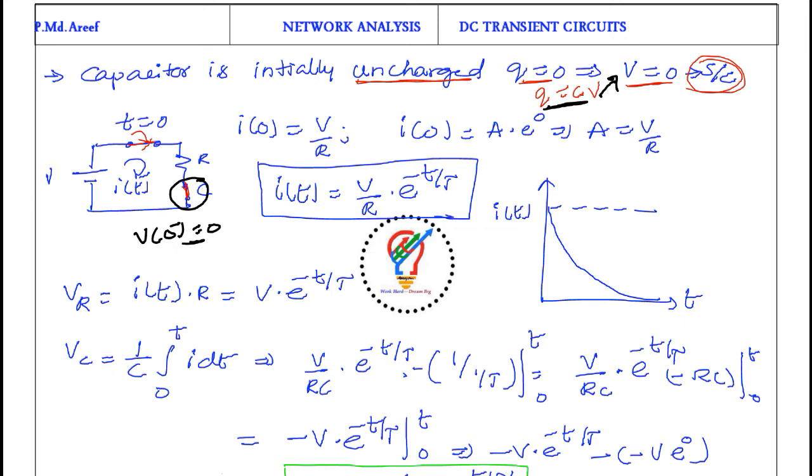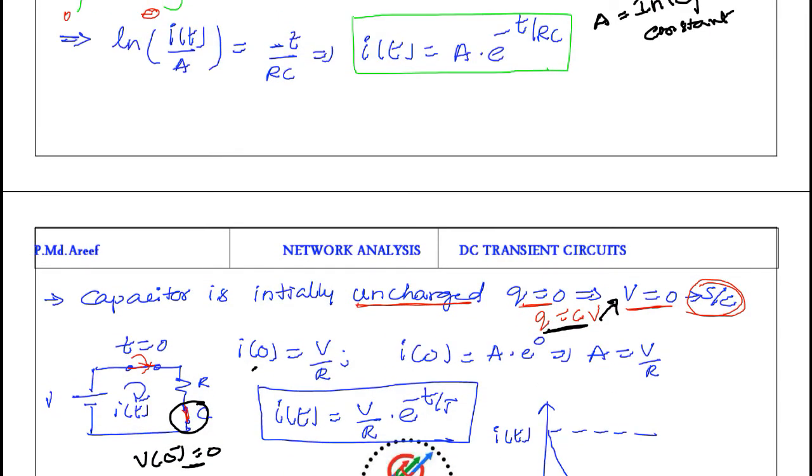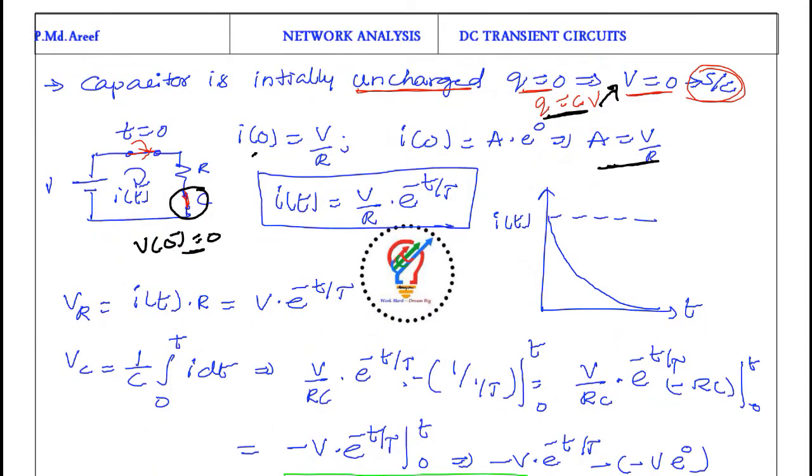So i(0) is nothing but, the voltage source is there, the resistance is there, so i(0) is nothing but V by R. From the previous formula we wrote here, i(0) is equal to A into e power 0, and e power 0 is nothing but 1, so i(0) is nothing but A, which is nothing but V by R. Now, the total equation is i(t) equal to V by R into e power minus t by tau.